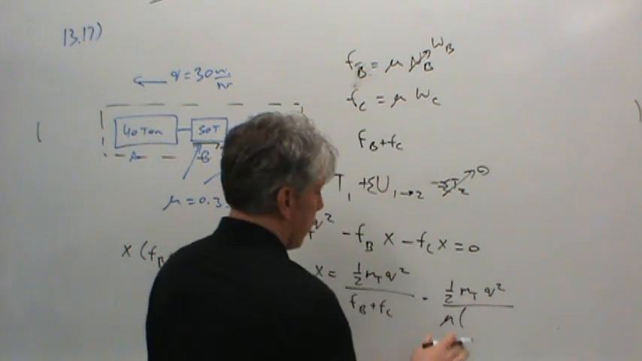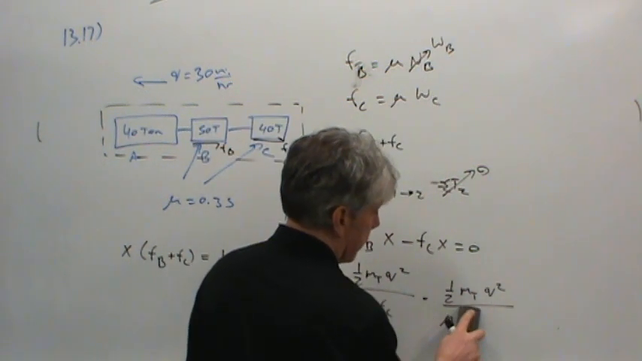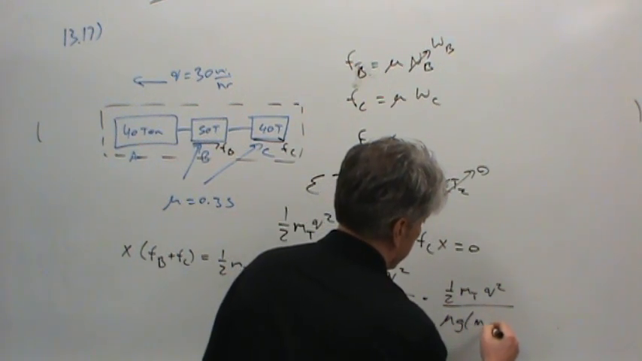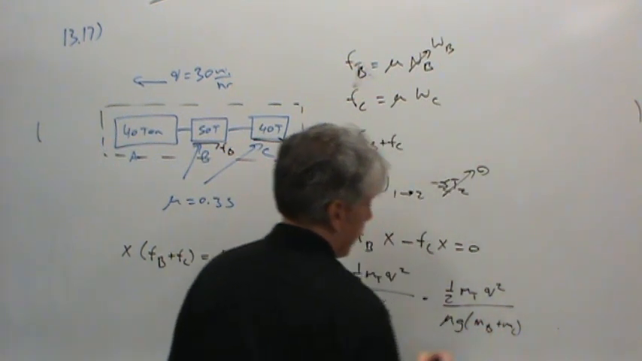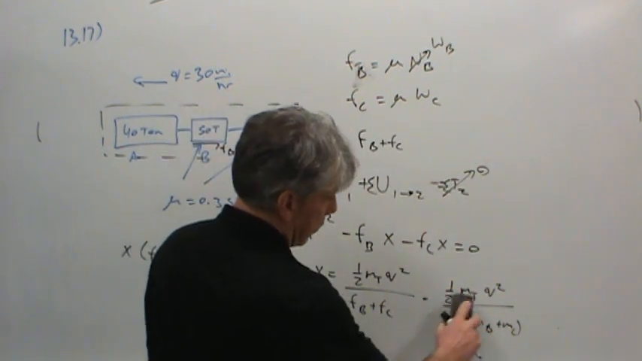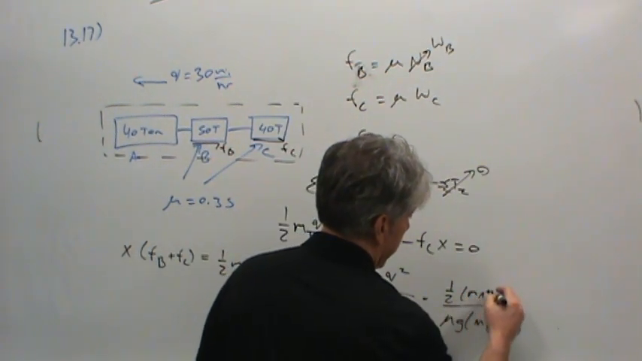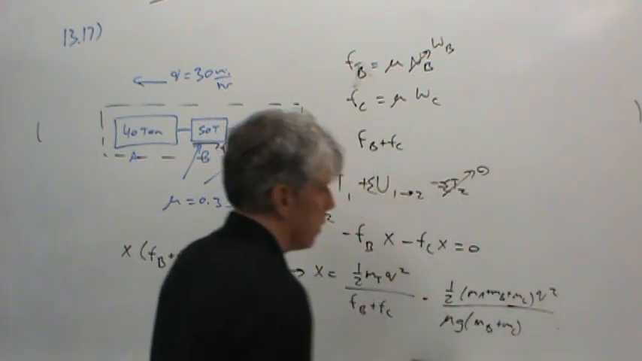But the weight of B and the weight of C is nothing more than G times, so we'll factor it out too, the mass of B plus the mass of C. But the mass up here, the total mass, is the mass of A plus the mass of B plus the mass of C. See?